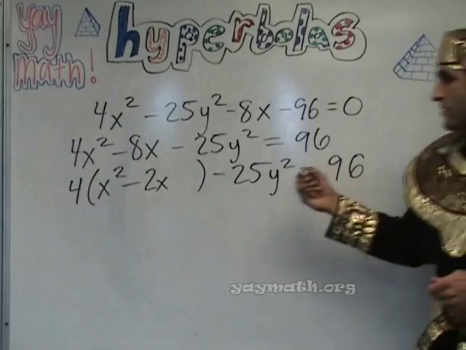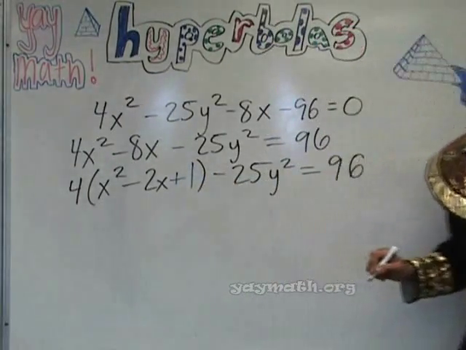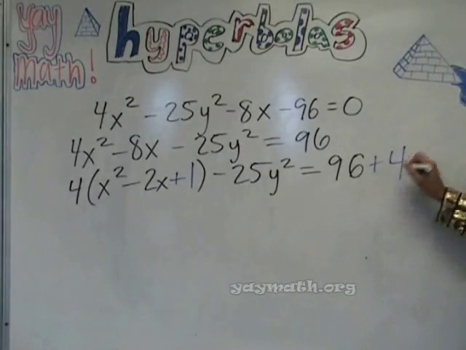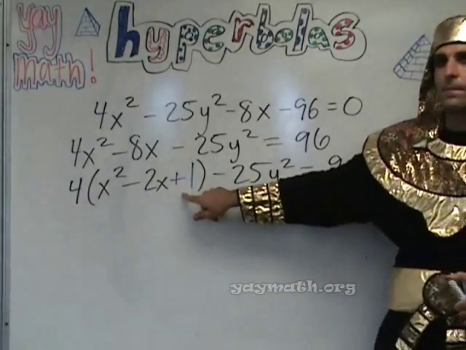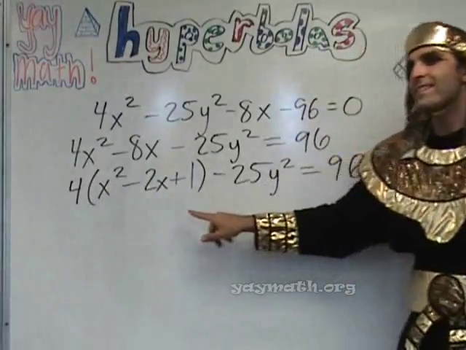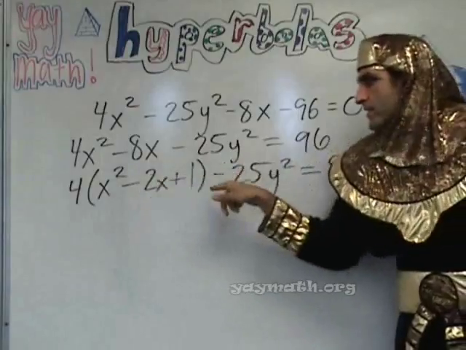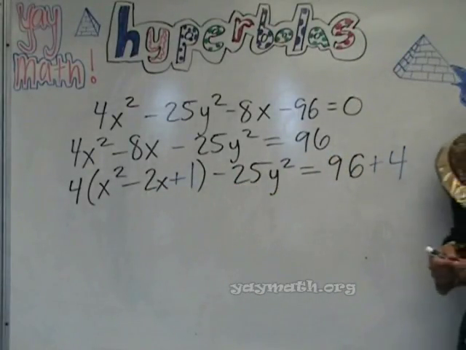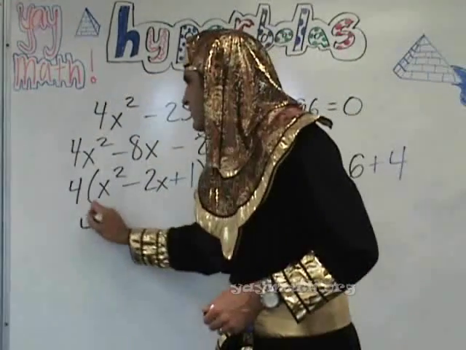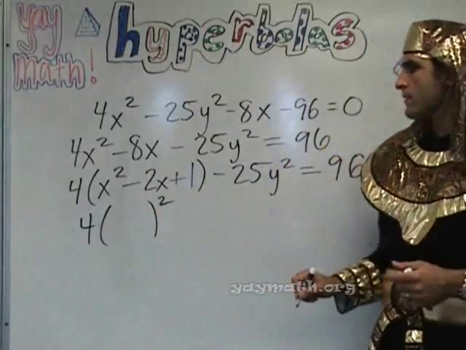Plus 1. So did we add 1 to both sides of this equation? No, we didn't. We added 4 to both sides of this equation. You're multiplying, because when you distribute this 4, it's like we added 4 to this entire equation on the left. Thus, adding 1 in parentheses is really like adding 4 in reality. Okay, so now we go 4, complete the square.